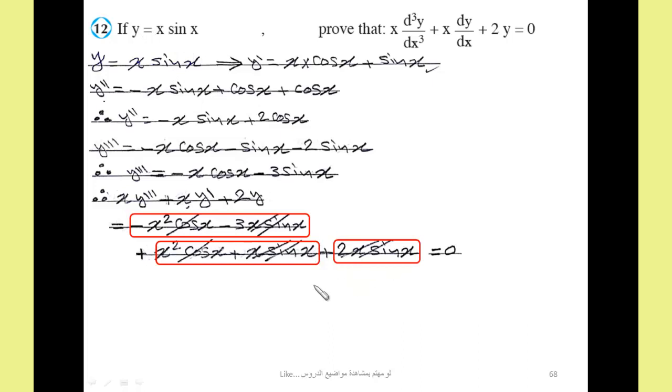And we can simplify these sides. We have negative x squared cosine x plus x squared cosine x equals 0, and negative 3x sine x plus, here we have positive 3 sine x, so the result equals 0, according to the required, equals the right hand side.